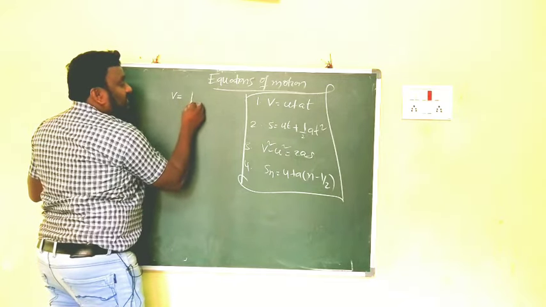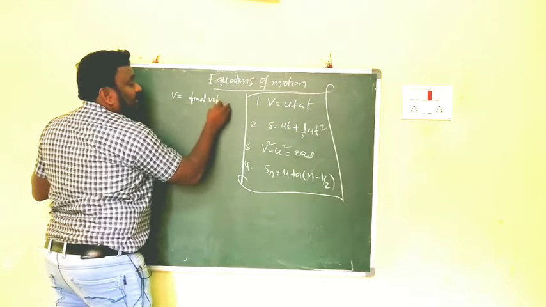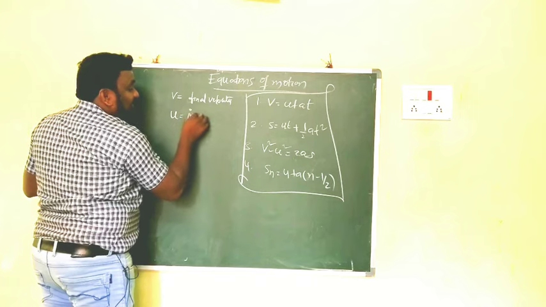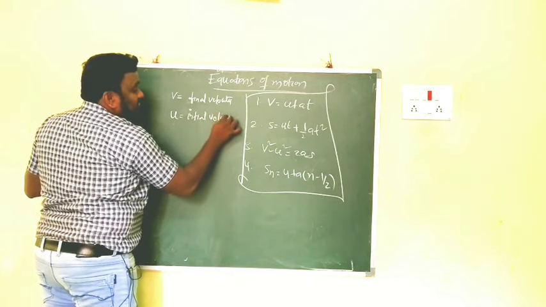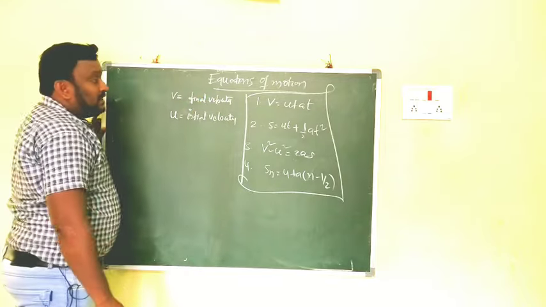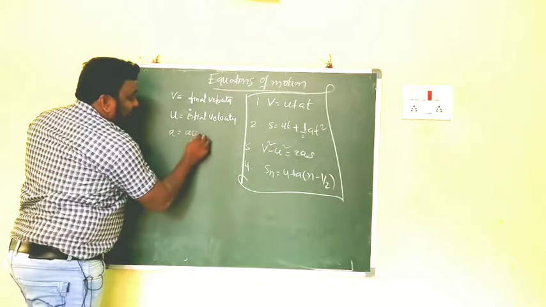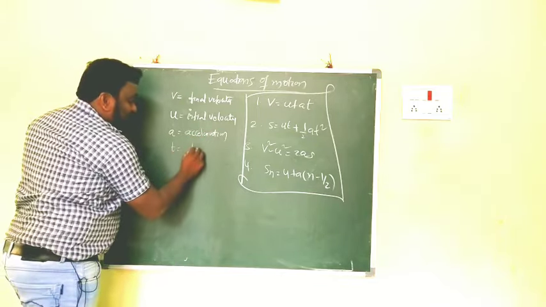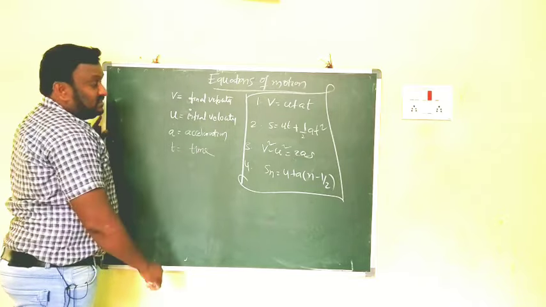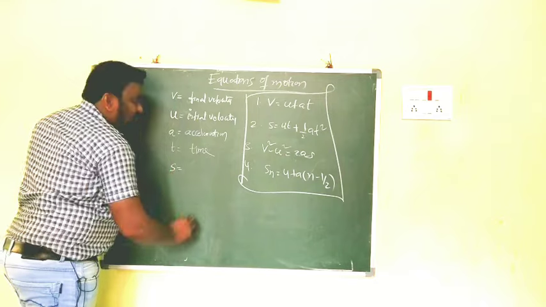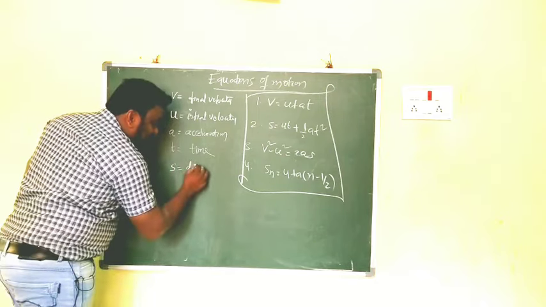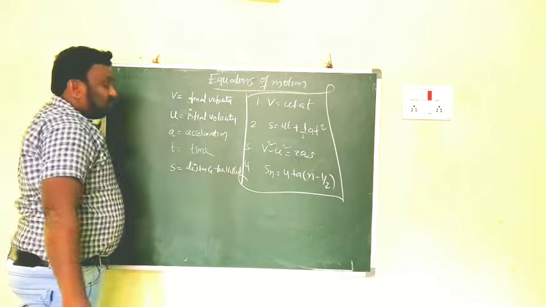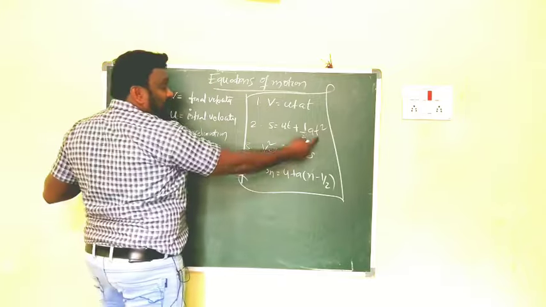In V = U + at, V is the final velocity of the body, U is the initial velocity, and A is the acceleration. T means, I think you know, time. And the next thing is S. S means distance traveled, or displacement traveled, by the body within the time T.